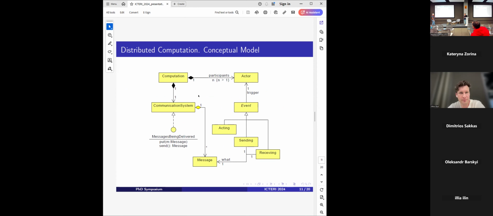aggregation of actors and computation systems. Where is the process? Because actor is not a process. Computation system is not a process. In this case, actor is a process. We called it actor, but it's a process. Okay, so I have no more questions. Thank you.